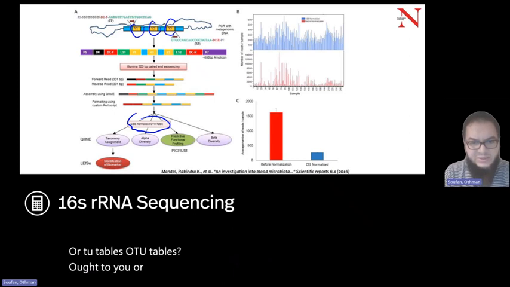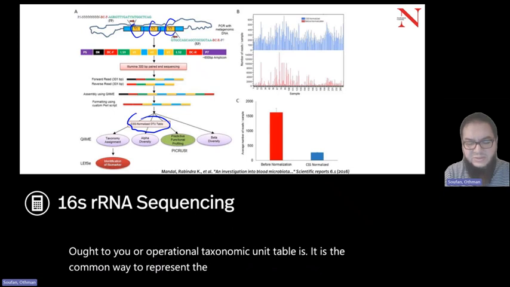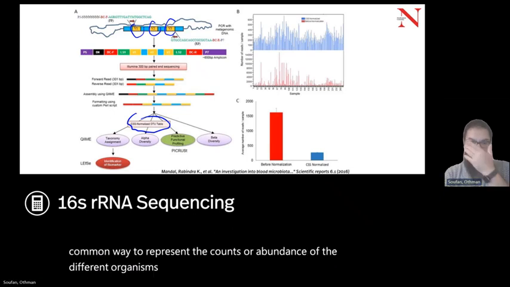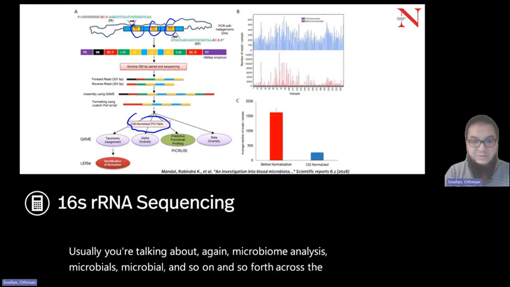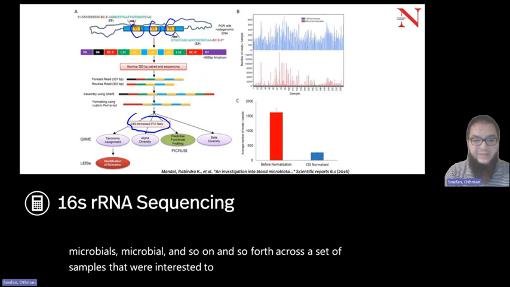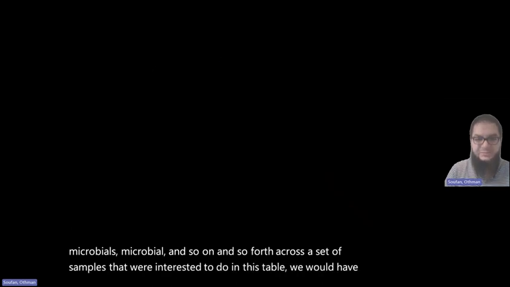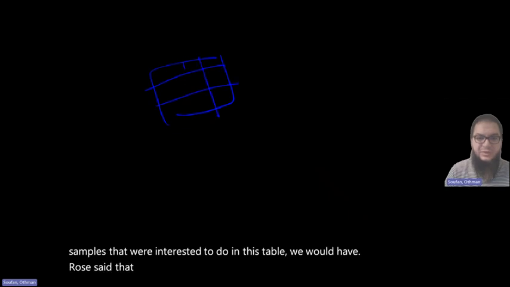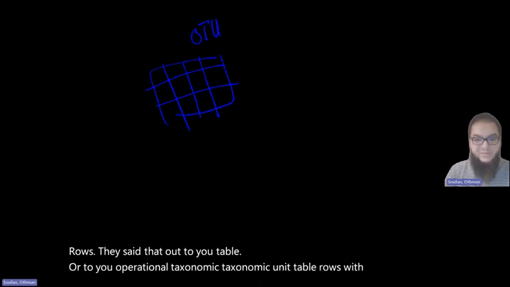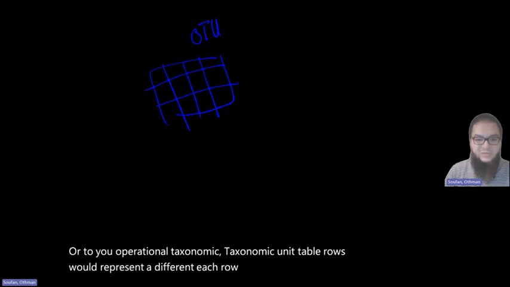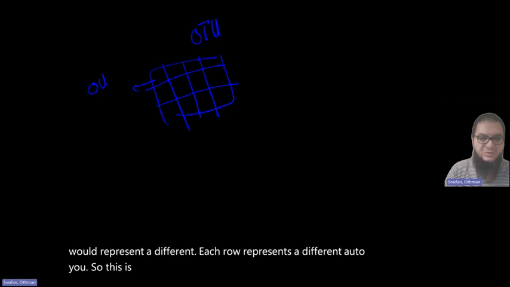An OTU, or Operational Taxonomic Unit Table, is the common way to represent the counts or abundance of the different organisms. Usually we're talking about microbiome analysis across a set of samples that we're interested in. In this table, we would have rows. Each row represents a different OTU. So this is one OTU.